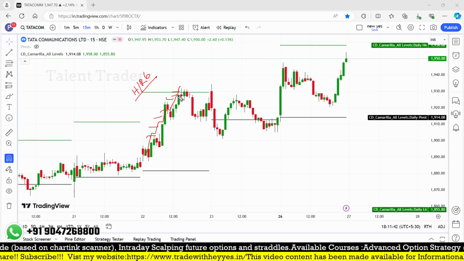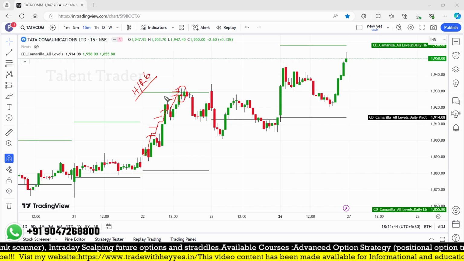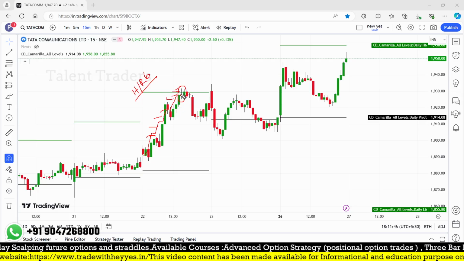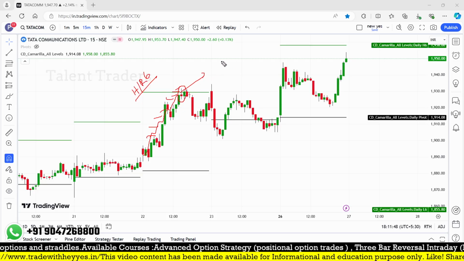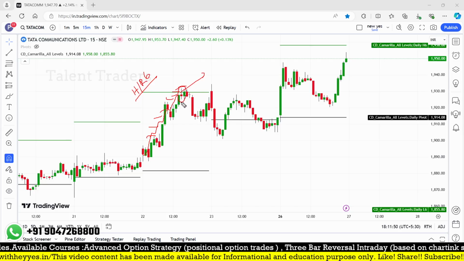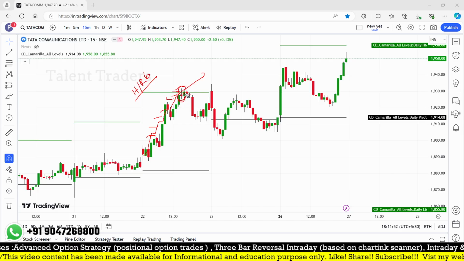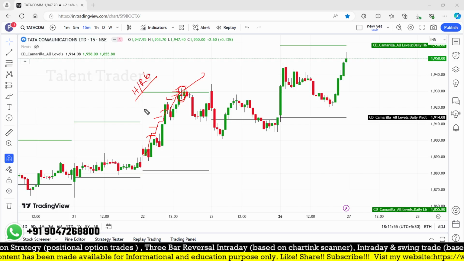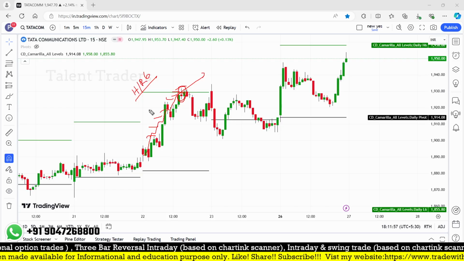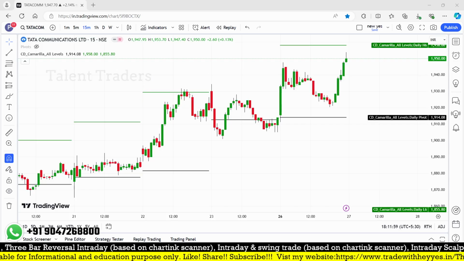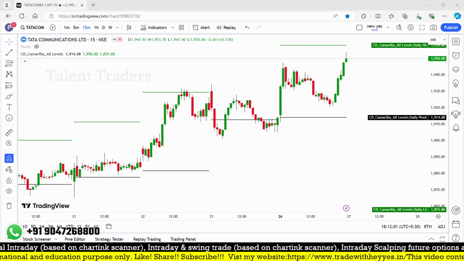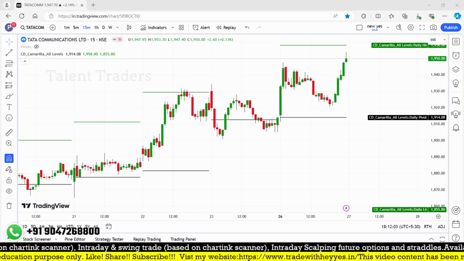The candle forming at the R6 level, that particular candle's high, should be greater than the R6, but the stock should open below the R6 level, and it should close as a red candle. This is the condition I'm going to focus on with this particular scanner.